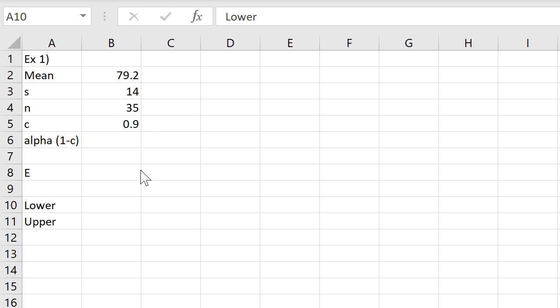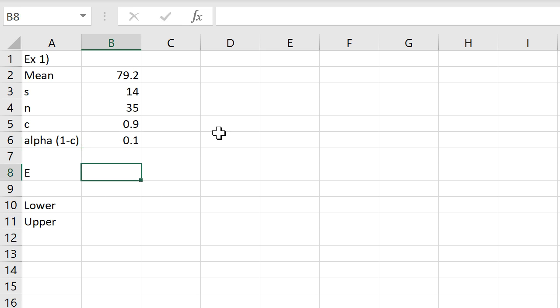In Excel, I went ahead and put in our mean, our S, which remember is just our sample standard deviation, n, which is the number of samples we have, and our C, which is our confidence level, 90%. I put all this over here just so you can see it while I'm doing this. Remember, we don't work with C directly. We work with alpha, which is just 1 minus C, which is 0.9. So we know alpha is 0.1.